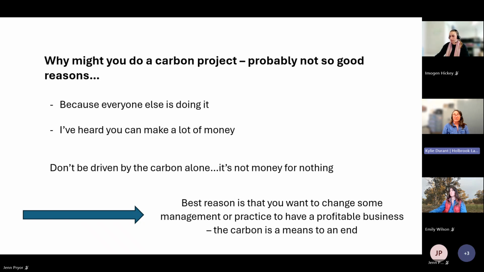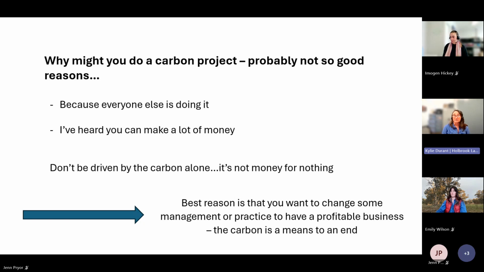So I think the important message is don't be driven by the carbon alone. It's not money for nothing. As we will explain further on, when you take on a project, you are agreeing to do something and be rewarded, hopefully, for that. But it's not as straightforward as someone just going to pay you to do something, and that's the end of the transaction.